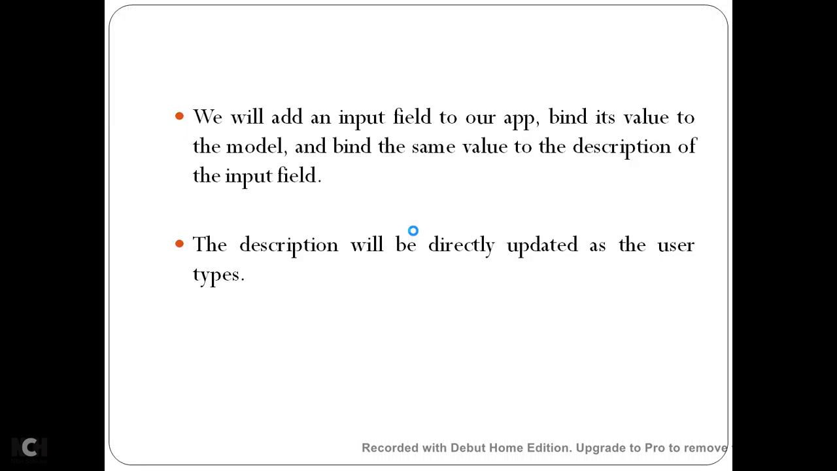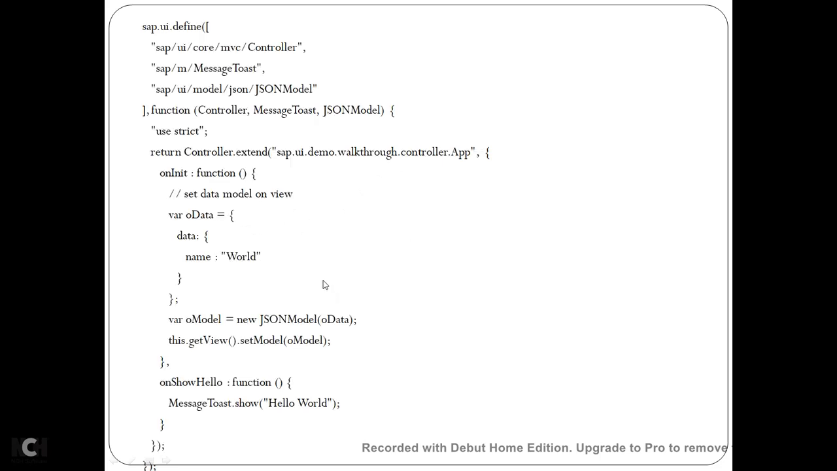JSON model. We will add an input field to our app, bind its value to the model and bind the same value to the description of the input field. This thing we have seen just now. The description will be directly updated as the user types. So this is our controller code.